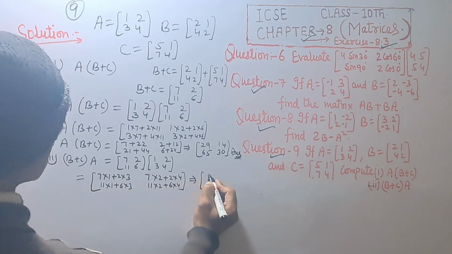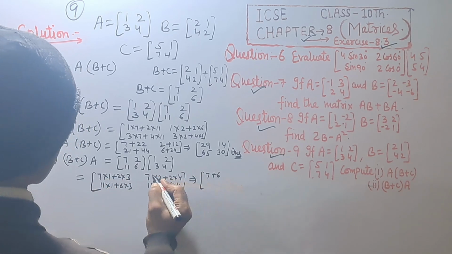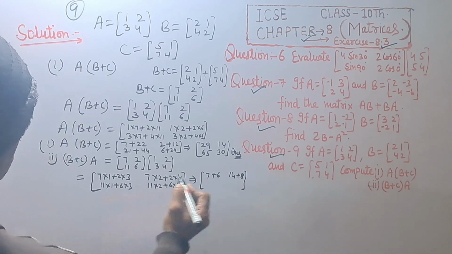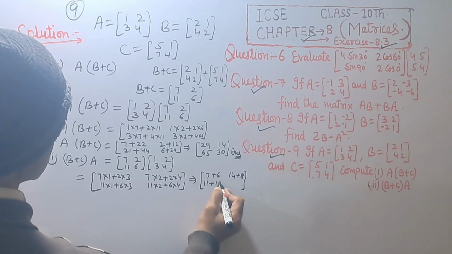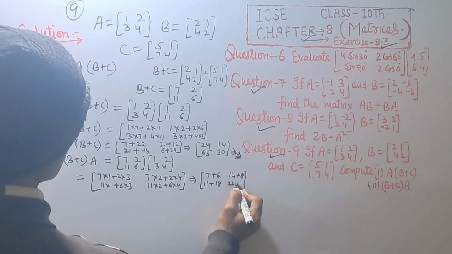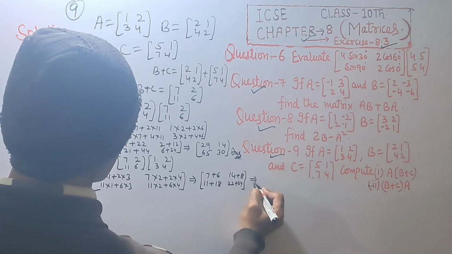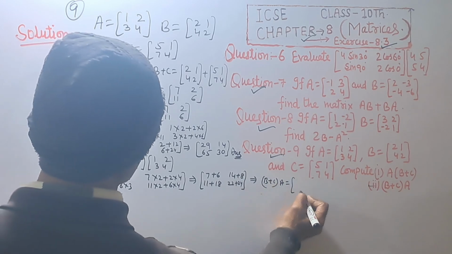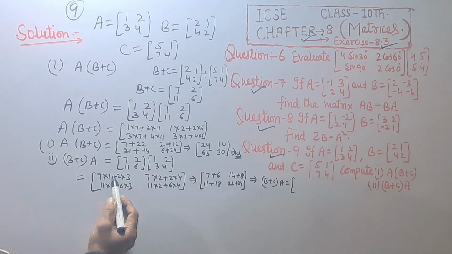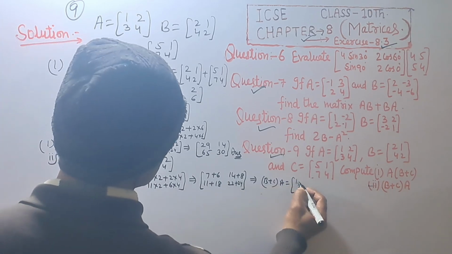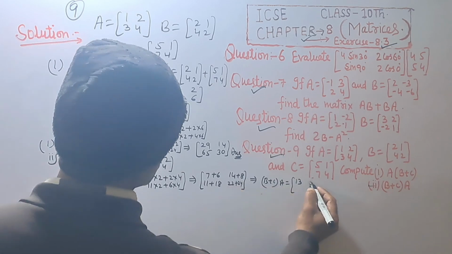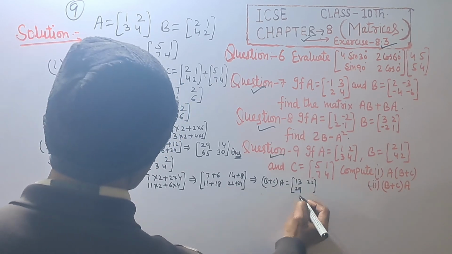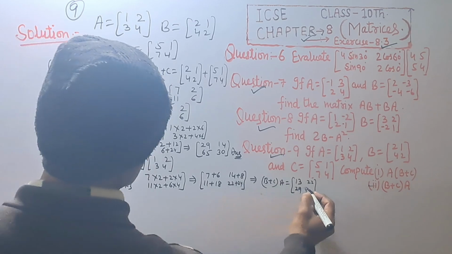Which implies 7 1s are 7 plus 3 2s are 6. 7 2s are 14 plus 4 2s are 8. 11 1s are 11 plus 6 3s are 18 and 22 plus 24, which implies B plus C into A equal to [13, 22; 29, 46].